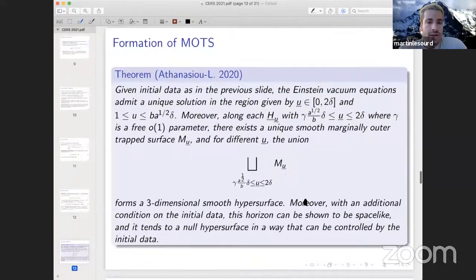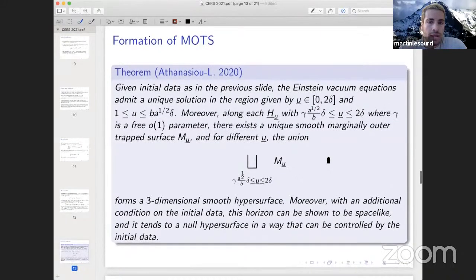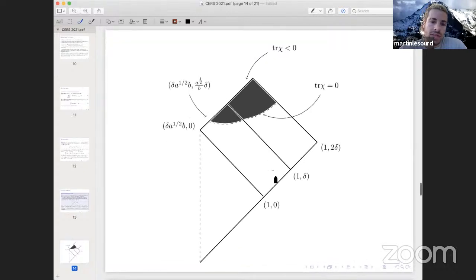So this is the first theorem. I'm not going to bore you with speaking, I'm just going to show you a picture. So this is what the theorem says. The theorem says you send in a pulse of radiation, you form an apparent horizon. So here, this is a tube, if you like, that's foliated by marginally outer trapped surfaces.